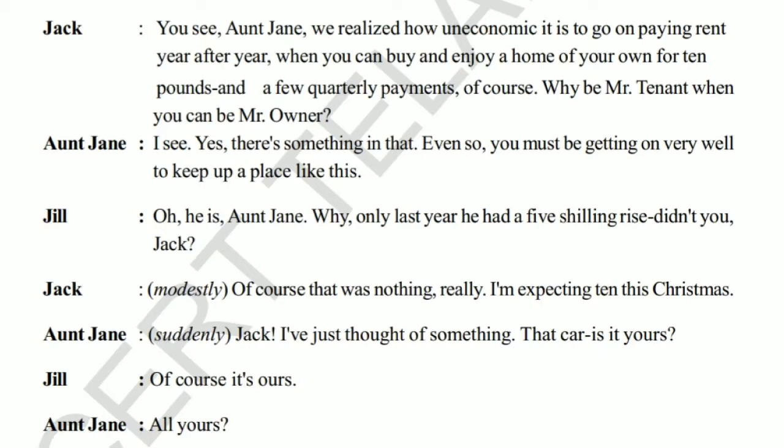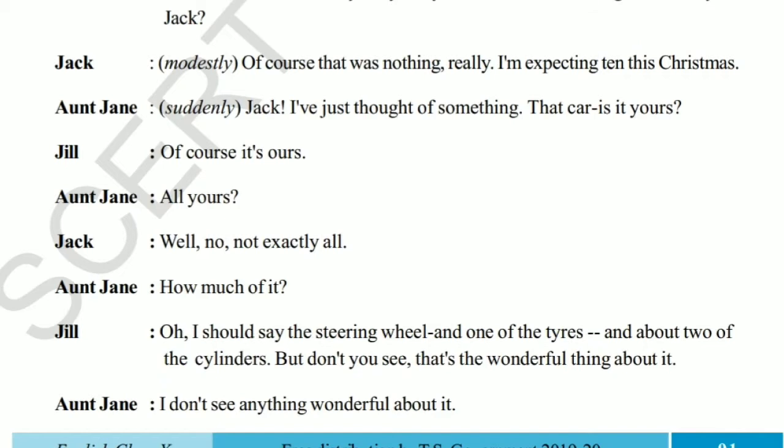Even so, you must be getting on very well to keep up a place like this. Oh, he is, Aunt Jane. Why, only last year he had a 5 shilling rise, didn't you, Jack? Of course, that was nothing. Really, I am expecting 10 this Christmas. Jack, I have just thought of something. That car, is it yours? Of course, it is ours. All yours? Well, no, not exactly all. How much of it? Oh, I should say the steering wheel and one of the tires and about two of the cylinders. But don't you see, that's the wonderful thing about it. I don't see anything wonderful about it.